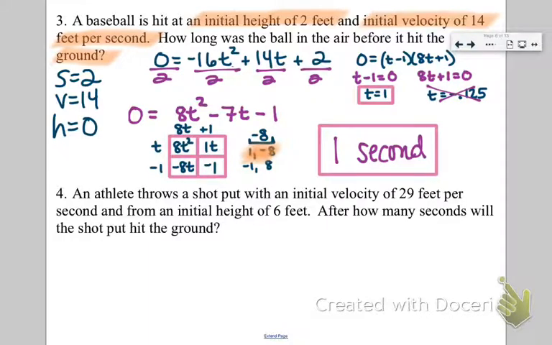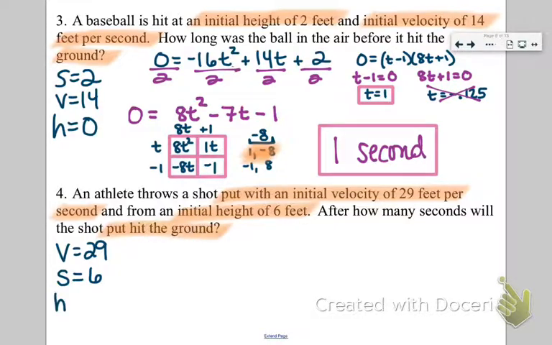Number 4, an athlete throws a shot put with an initial velocity of 29 feet per second. That's our v. Initial height of 6 feet, there's our S value. After how many seconds will the shot put hit the ground? Looking for when the height is equal to 0. Okay, let's plug it in. 0 for height. Negative 16t squared will always stay that. Our velocity is 29, plug that in for v. And our starting height is 6, plug that in for S.